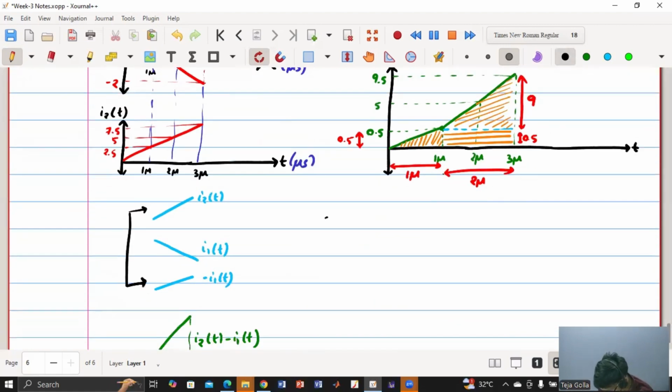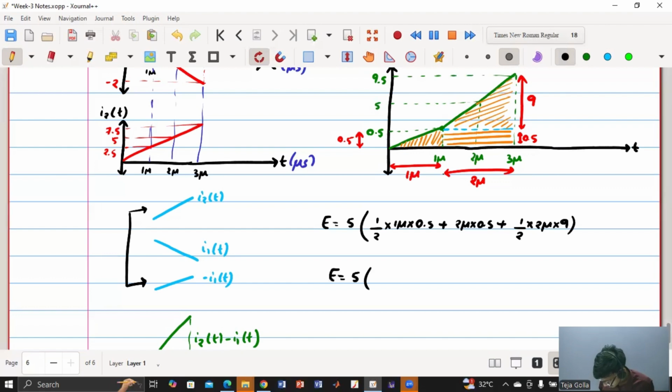So I will know that E is equal to 5 times the area under the curve, which is half into this triangle, base is 1 micro, height is 0.5, plus area of the rectangle is 2 micro into 0.5, plus the area of the big triangle, which is half into base into height, 9. Agree? Yes. Yeah.